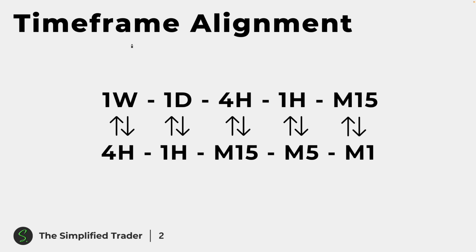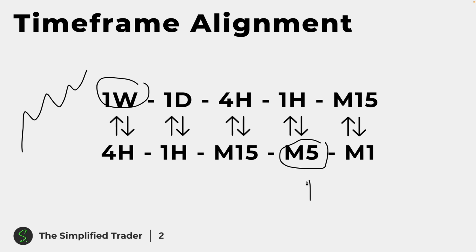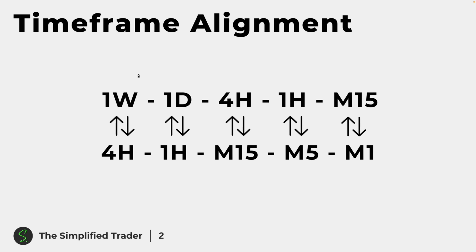So first up is time frame alignment. What is time frame alignment? It is aligning different time frames in order to take the same trade or look at the same opportunity. If the higher time frame, let's say the weekly, is trading bullish, and you enter your trades on the 5-minute time frame, how do we take entries on the 5-minute if we start using the weekly as a first time frame? That is time frame alignment.